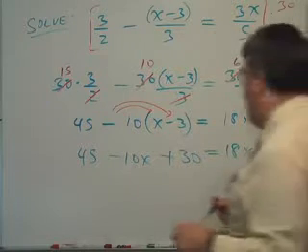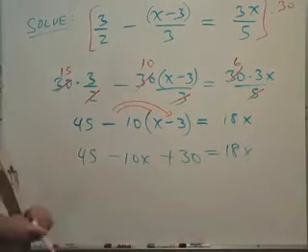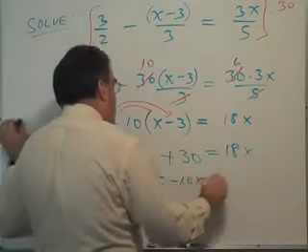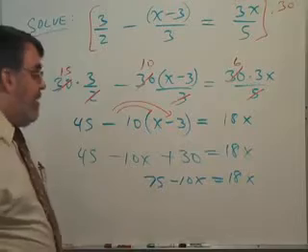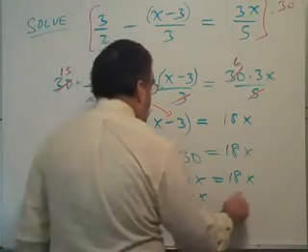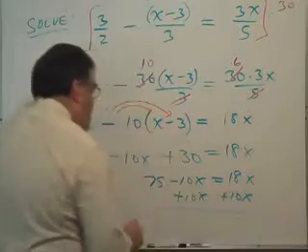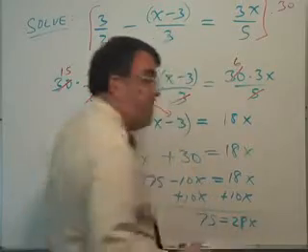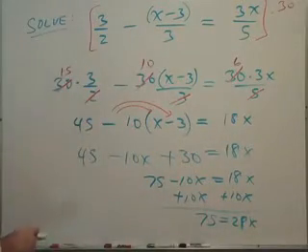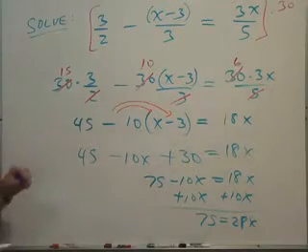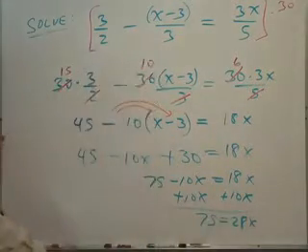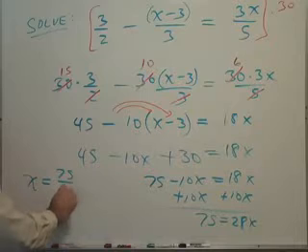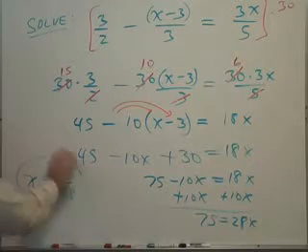Okay, well, let's finish up the problem. We can do a little simplifying here. 45 plus 30 is 75, minus 10x equals 18x. I'm going to add 10x to both sides. And we end up with 75 equals 28x. I'm out of room, but as you can see, our next step is to divide by 28. That will give us x equals 75 over 28 as an answer. There we go.